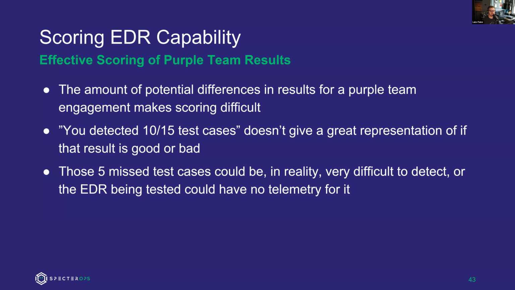If you hand somebody a result like 10 out of 15 test cases got detected, it doesn't really give a good explanation of whether that result is really good or bad. So we provide that number to our clients, but I suspect most of them just read through each individual result to get the context and gain what they need. Those 5 test cases that weren't detected out of that 15 could in reality be, one, very difficult to detect even via custom detections, or the EDR being tested could actually have no functionality to provide telemetry for that specific test case. So next slide.